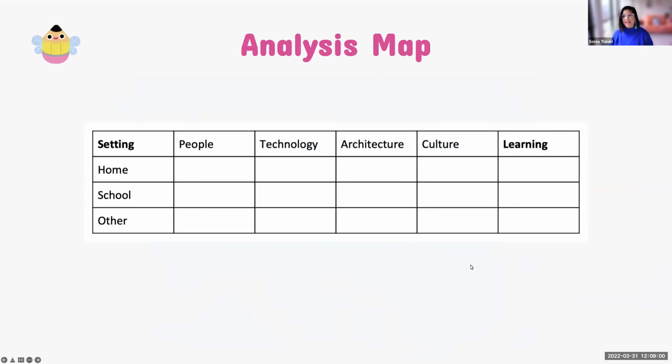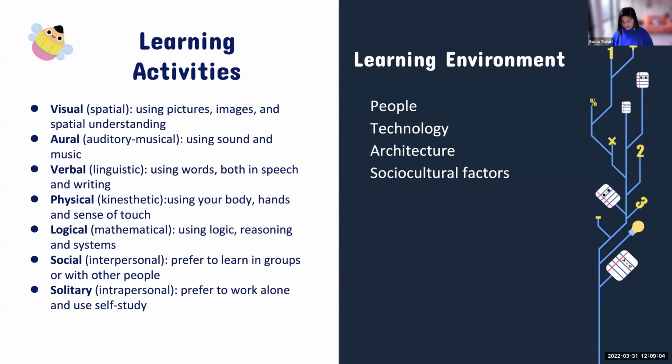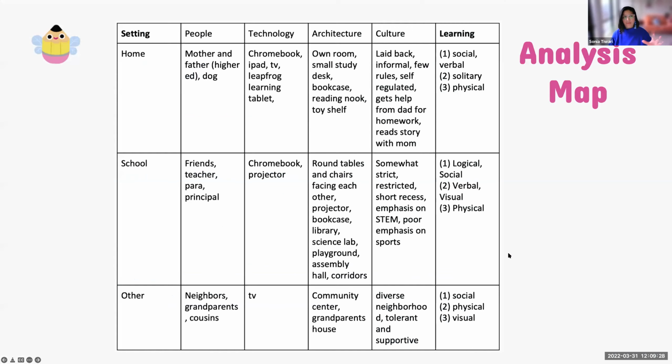And then there's the analysis map. So this is for the researcher, and in this we fill out what kind of learning activities are taking place in all these different areas. So like visual learning activities using pictures, images, or physical or kinesthetic activities like using your whole body, hand, sense of touch. And then we basically fill it out here.